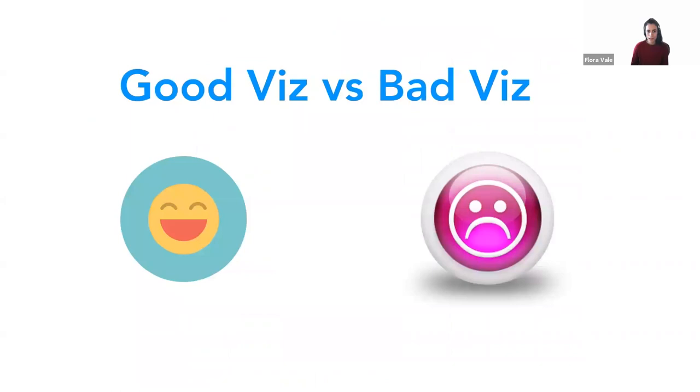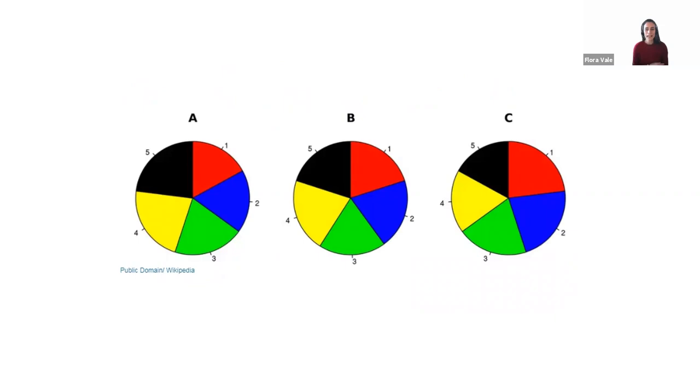So all of this is important to keep in mind because not all visualizations are created equally. Understanding how our eyes and our brains perceive visual variables is key for effectively communicating through data visualizations. So let's take a look at some examples. Go ahead and get this one out of the way.